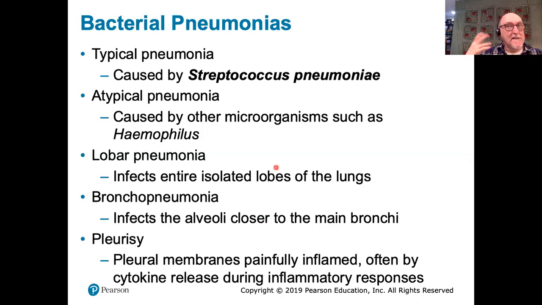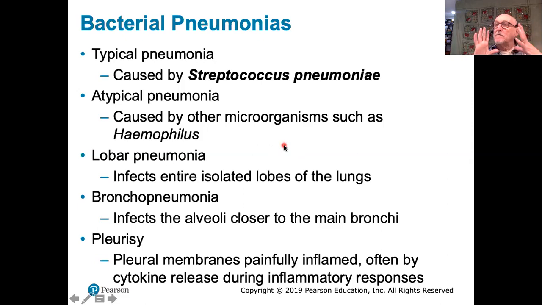And there are some other organisms which will also cause pneumonias. They are referred to as the atypical pneumonias. And one of these would be Haemophilus. But you can even have Staphylococcus causing pneumonia under some circumstances.